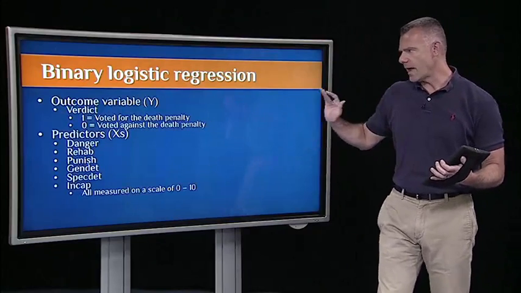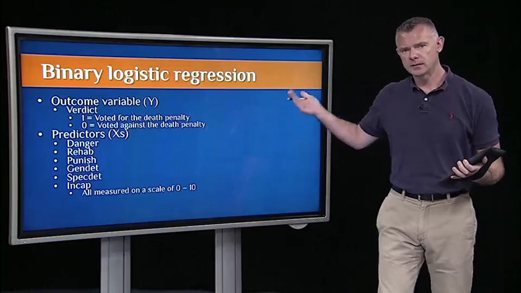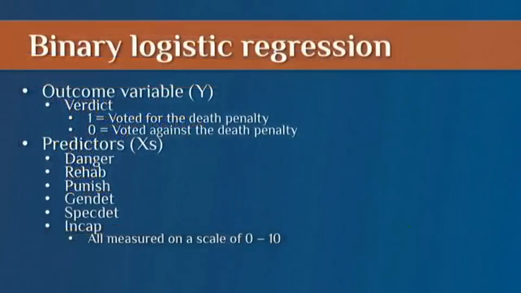So what that means is we have an outcome variable that's 0 or 1. Right? It's categorical, it's binary, so we'll give it a 1 if they vote for the death penalty, we'll give it a 0 if they vote against the death penalty.